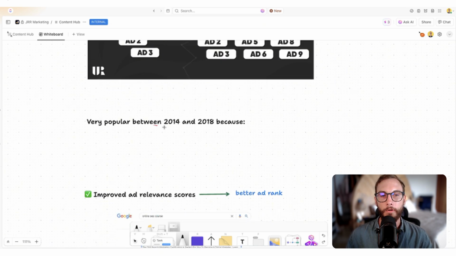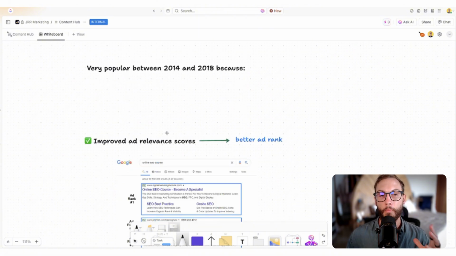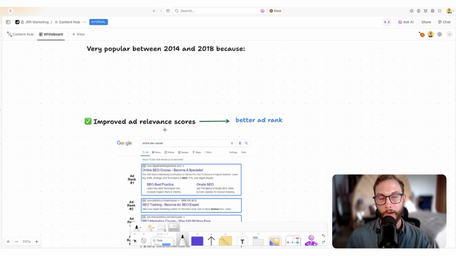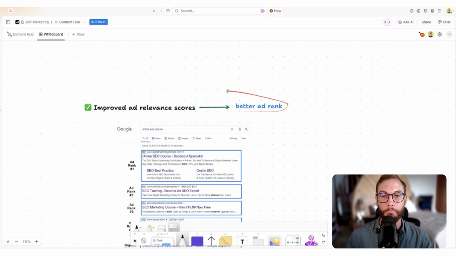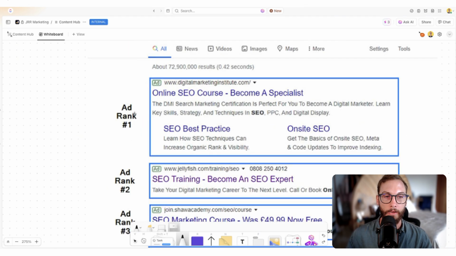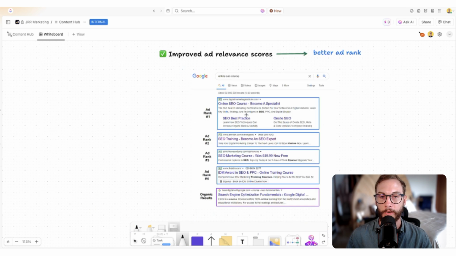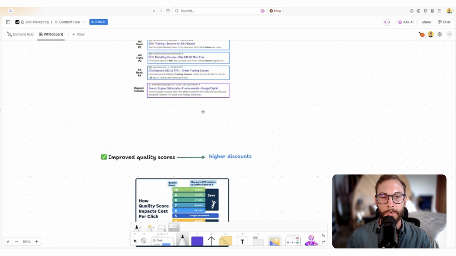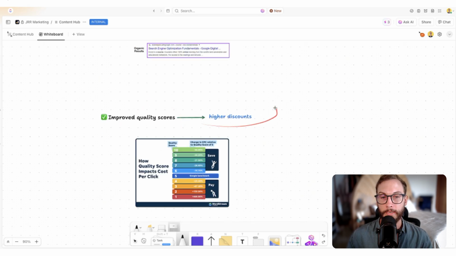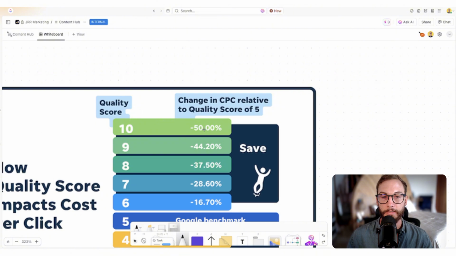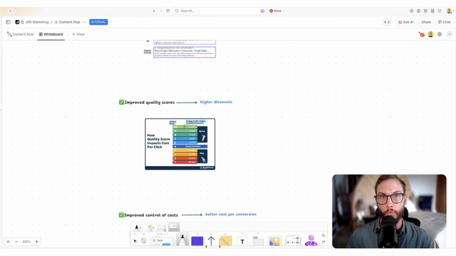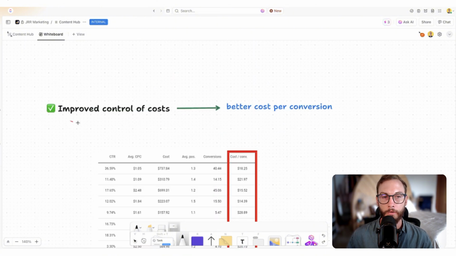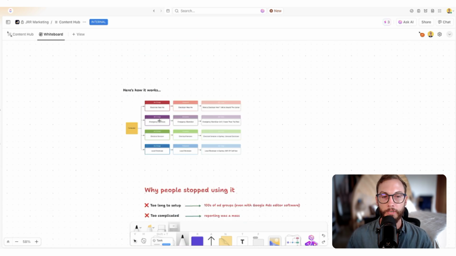It was very, very popular between 2014 and 2018 because it had more ad relevance. It improved your ad relevance scores, which meant you got a better ad rank. For example, your ad rank would go higher to that top spot that everyone wants versus the others. That would improve your top of page rate and your quality scores, so you would get a discount on your ads, up to 50% off, because you had amazing quality scores and better control of your costs, so better cost per conversion. I'll explain how it works.